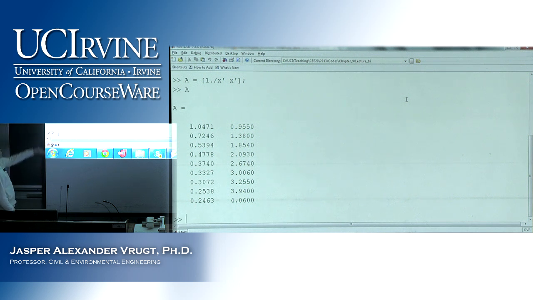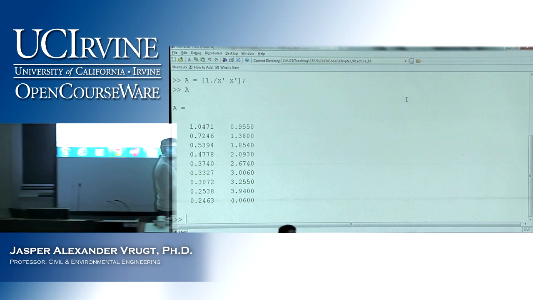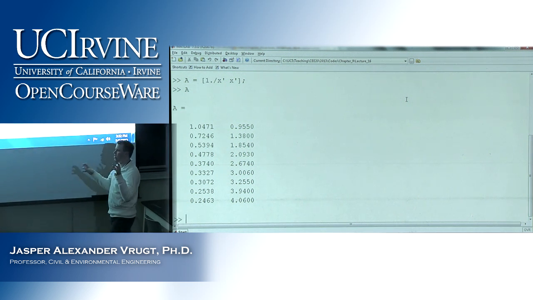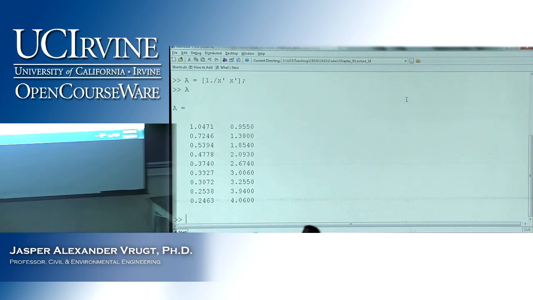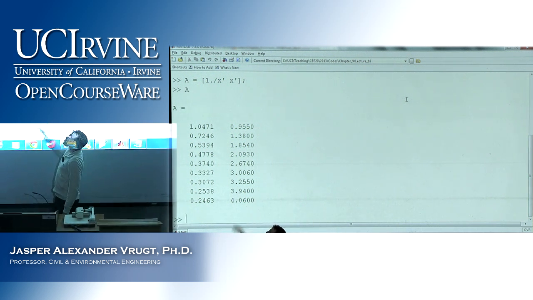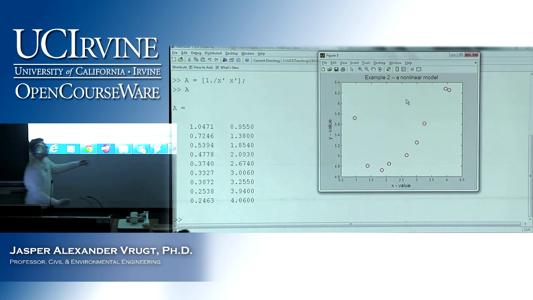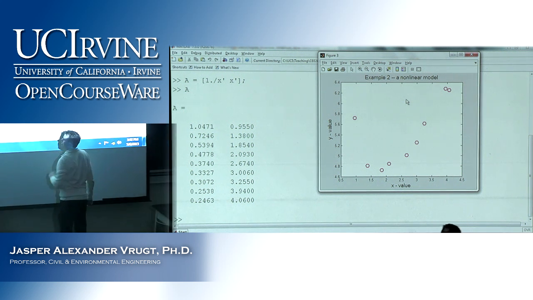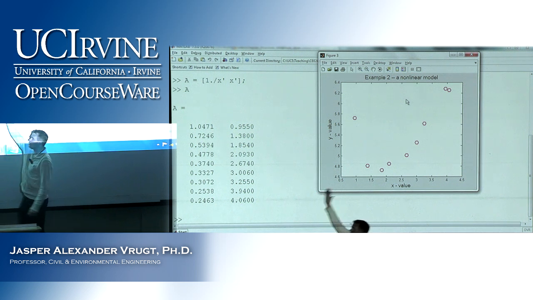The first column is 1 over x, which pertains to 1 over x times C1 plus x times C2. So C1 and C2 are the coefficients. This is 1 over x and this is x. And that makes sense. The largest x value is around 4, and that's what you see here. These are the different x values in the second column.